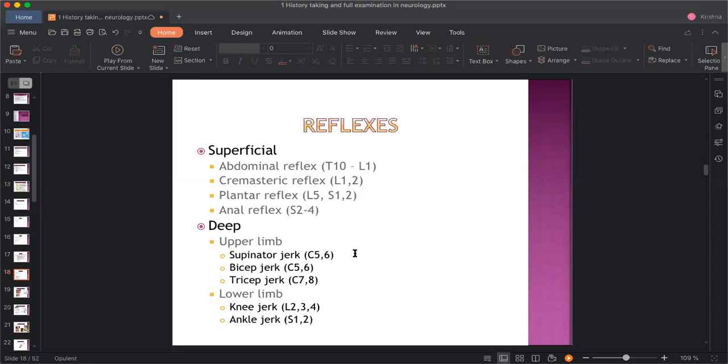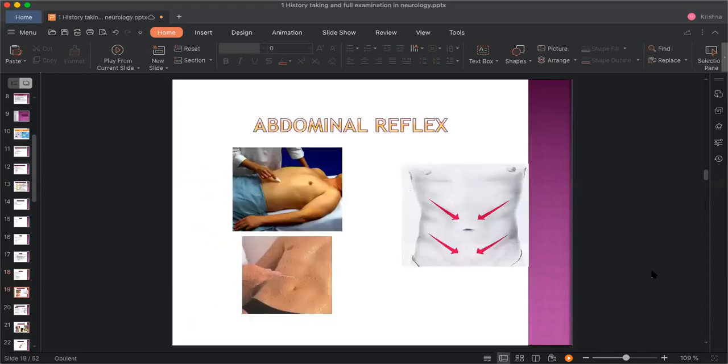Okay, supinator, biceps and triceps. Whereas in the lower limb we have knee jerk, L2, L3 and L4 is the root value, and ankle jerk is S1 and S2. So these things you have to repeat many times until you are quite confident. Now let's see some pictures of how to do these reflexes. So let me take the help of the pointer here.